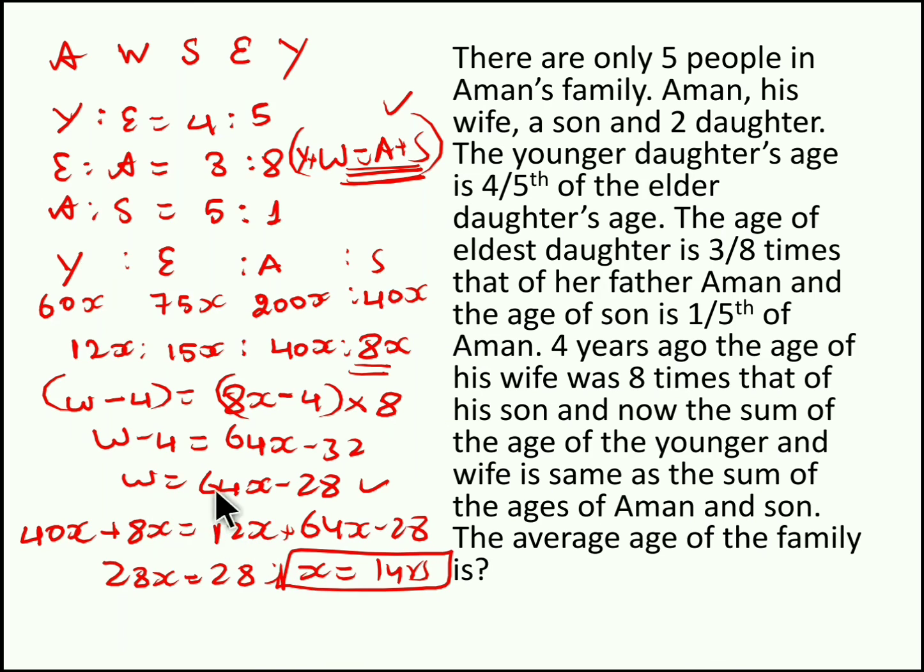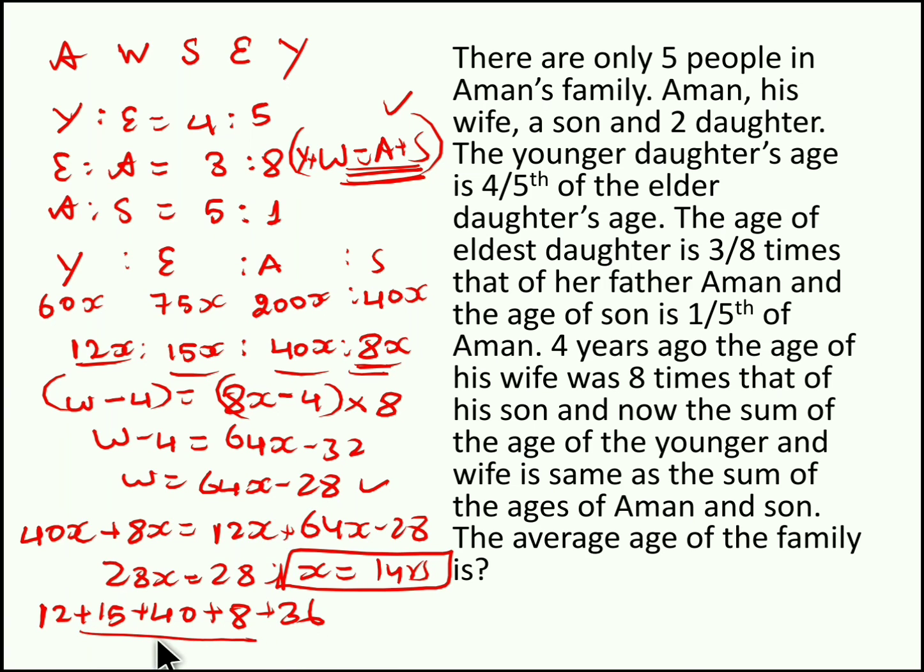Now with this we can easily come to a conclusion. The average age of family is dash. So youngest daughter 12 parts, eldest daughter 15 parts, Aman 40 parts, and son 8 parts. 12 plus 15 plus 40 plus 8, into 1. Now we have to find the wife's value, right? Wife's age: 64 into 1, 64. So 64 minus 28, we get 36.